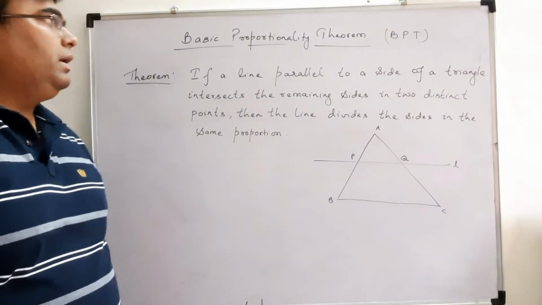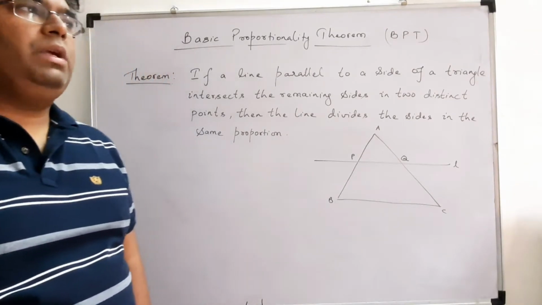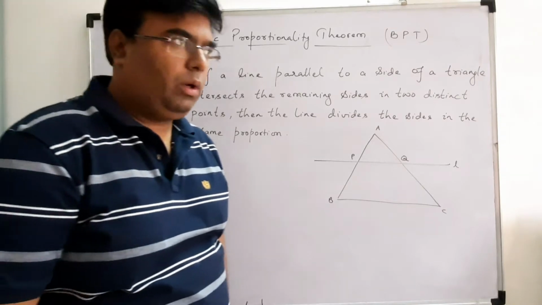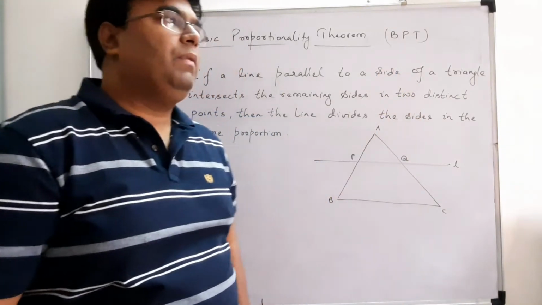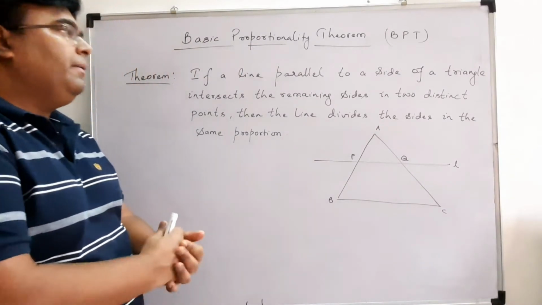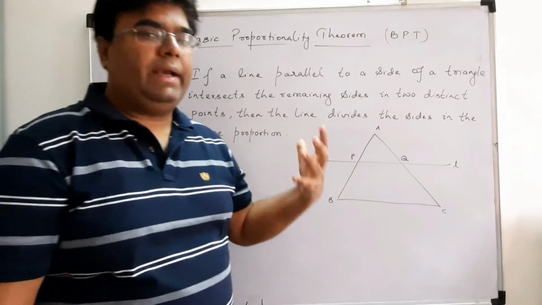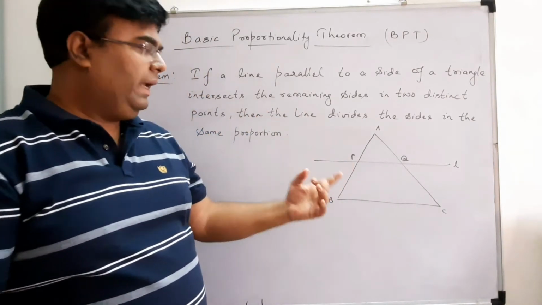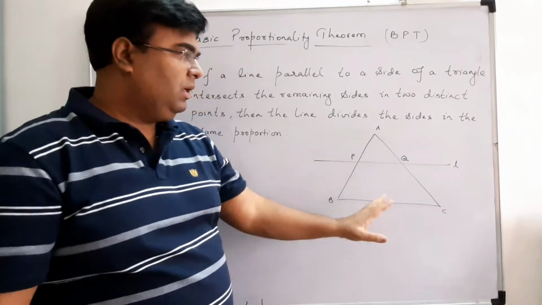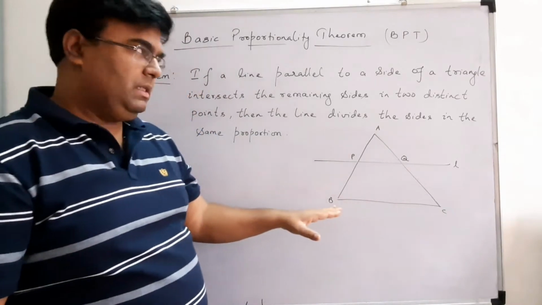Okay, let us understand a very important theorem in triangles, which is the basic proportionality theorem. In short form, we call it BPT. Now the theorem says that if a line which is parallel to a side, one line we are drawing which is parallel to any side. Just for example, this L is my line which is parallel to BC.